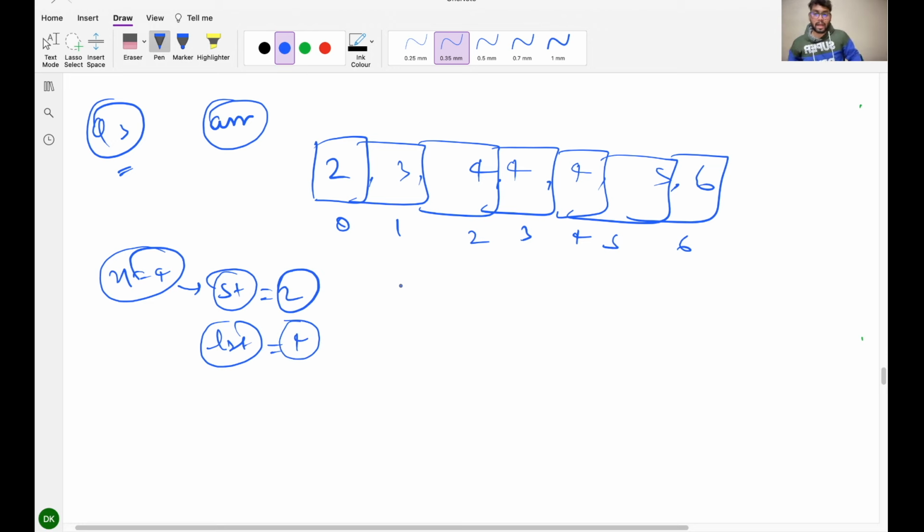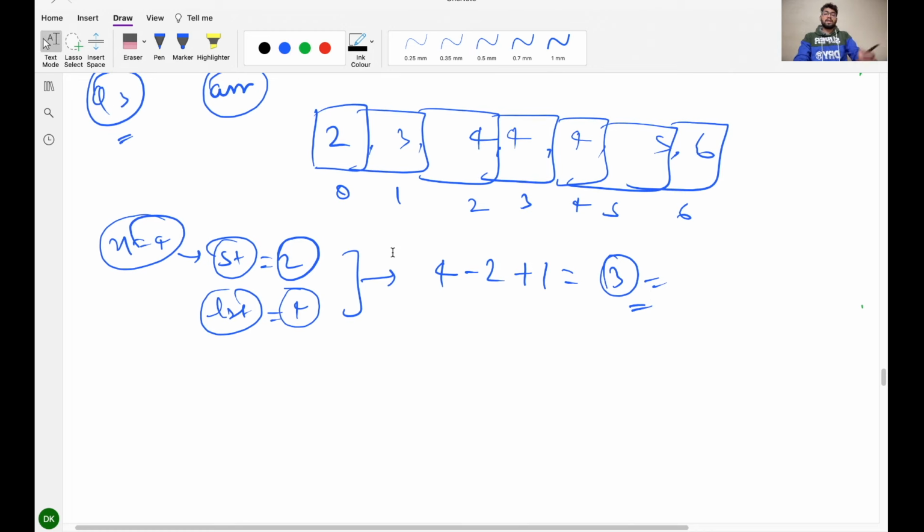Also, after finding the starting index and last index, I am able to find how many 4s there are. If I compute 4 minus 2 plus 1, that is 4 minus 2 is 2 and 2 plus 1 is 3, then I have calculated that there are three 4s in this array. So how can we find this?